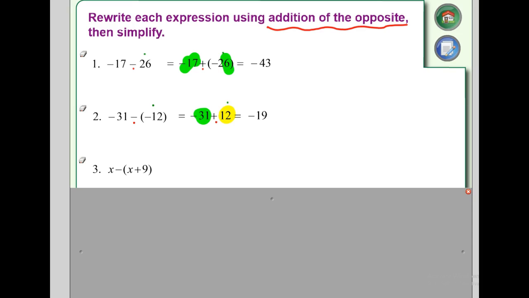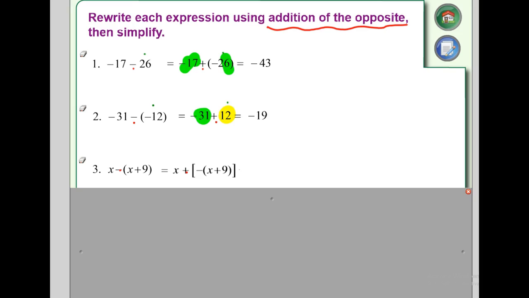Ooh, we've got x minus parentheses. Hey, do me first, but we can't really do anything in there because it's a letter and a number, x plus 9. Let's rewrite that, though. Remember, we're going to change the minus to a plus. Here it is. Remember that minus sign becomes a plus sign, and then we need to make everything on the inside the opposite.